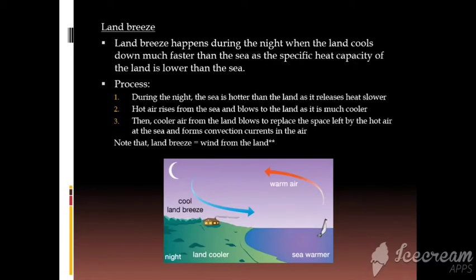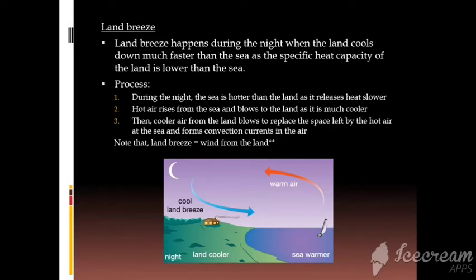Now I'll proceed to land breeze. Land breeze happens during the night when the land cools down much faster than the sea, as the specific heat capacity of the land is lower than the sea. In this process, during the night, the sea is hotter than the land as it releases heat slower.